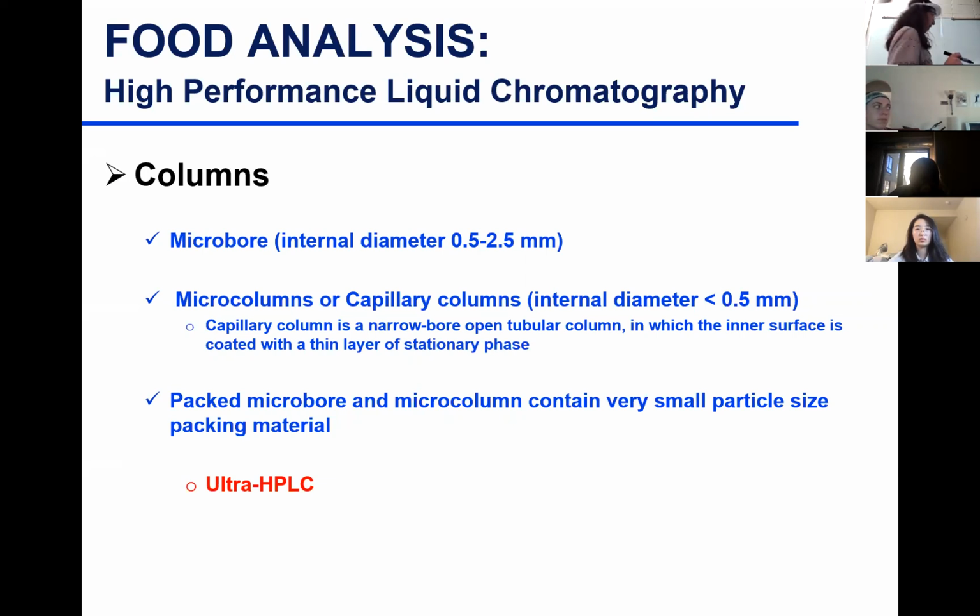Powerful detection, because you do have very sharp peaks with very high height. So in general, packed microbore and microcolumn, both are packed. That means there is no hollow, empty space. They're all packed very well so that you have minimum void between the different particles, and the particle size is small so you don't have a lot of void. So you can pack them really well, and that can enhance resolution, obviously.